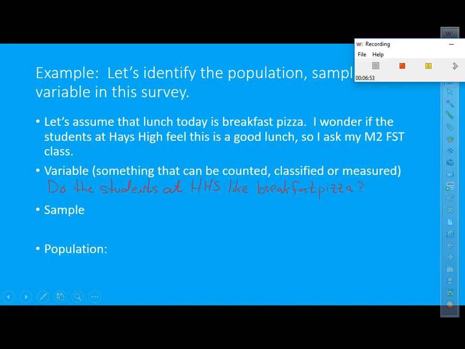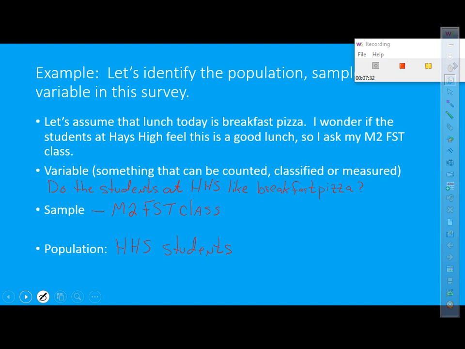Now the sample is a smaller group that I talk to. Well, the smaller group that I'm talking to is my M2 FST class. I did not talk to every student at Hays High School. That would take too long. But I talked to my M2 FST class. Now the population is the bigger group that I'm trying to draw a conclusion about. That bigger group in this case would be Hays High School students. So there's a quick, easy example of a variable, a sample, and a population.